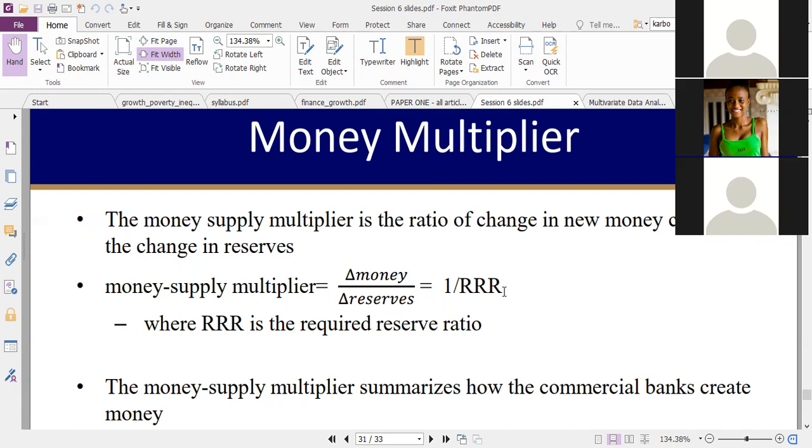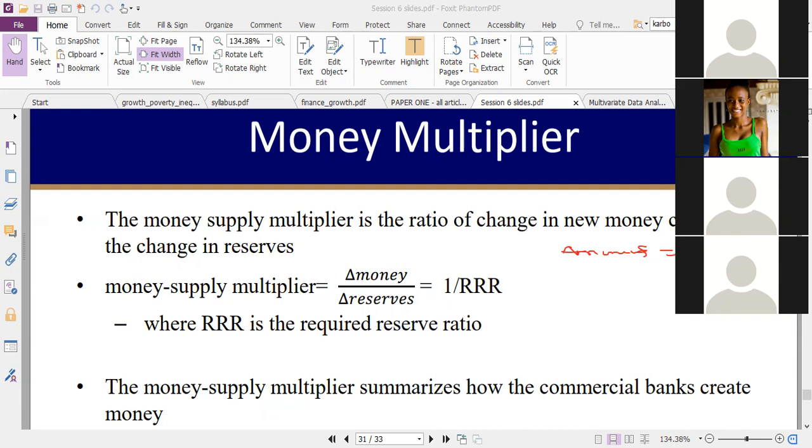Now let's see if this is true. Let's do some small math here. The amount that we had was what? The amount that we received from someone was 100, right? And this is the quantity of money we had. Out of this, we would be able to produce approximately 1,000 Ghana cedis at the end of the last person.